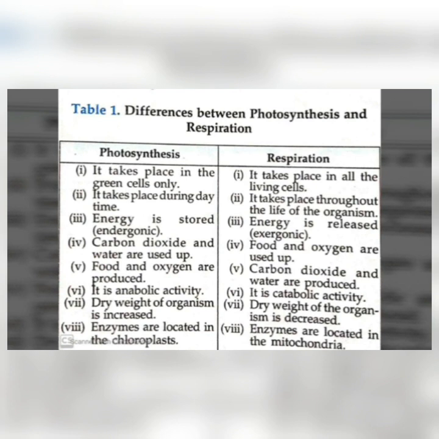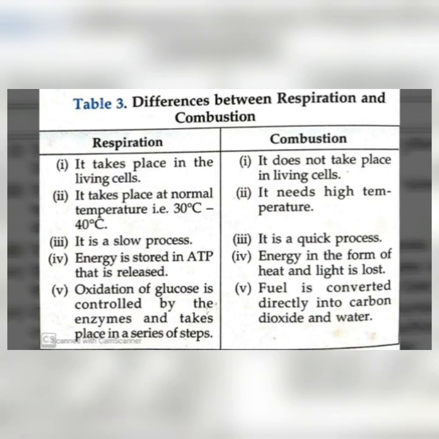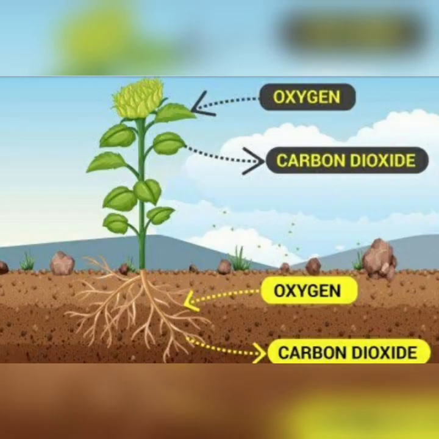Okay, so we have to learn the difference between photosynthesis and respiration also. Now, respiration also has some common properties with combustion. So we will learn the difference between respiration and combustion also. Respiration gives out energy, combustion also gives out energy. But respiration is a slow process and combustion is a quick process. The energy which is given out in respiration is stored in ATP, whereas in combustion, energy is given out in the form of heat and light and it is lost. Oxidation of glucose is controlled by enzymes, whereas in combustion, it is direct.